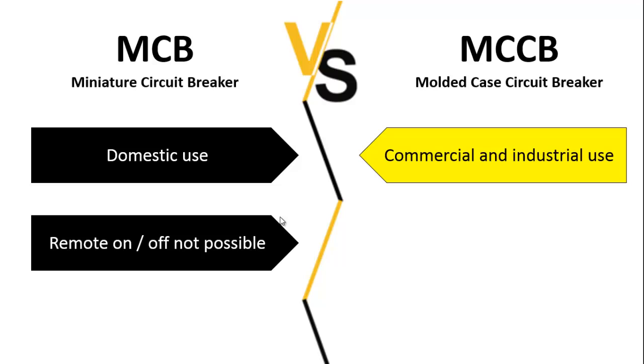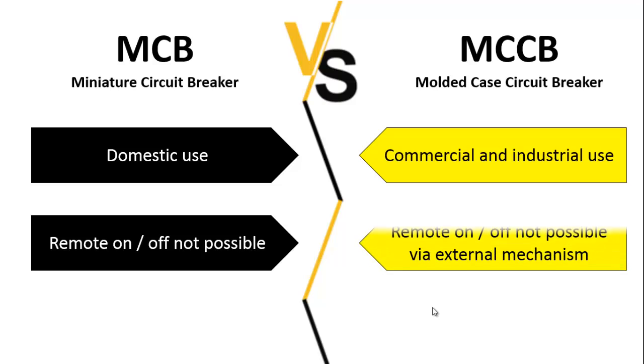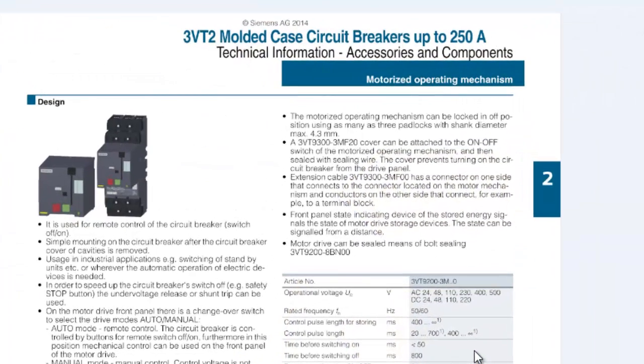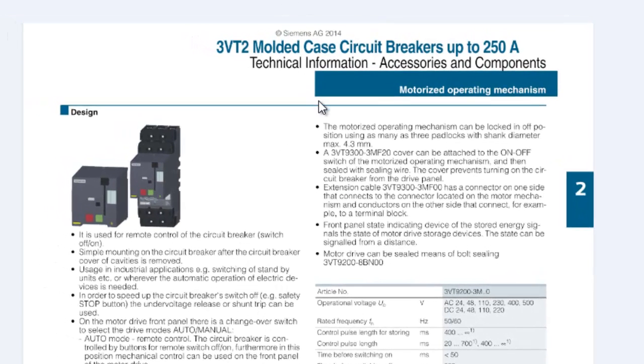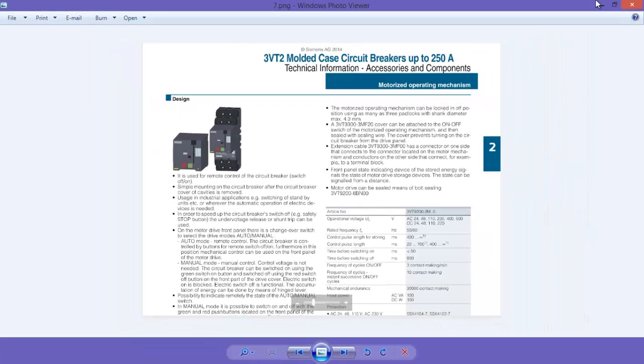Last but not the least, MCB does not provide remote on and off operation, whereas in MCCB you can use remote on-off operation via an external mechanism. As shown in this manual, this is a Siemens product and it can easily couple to the MCCB and provide remote on and off operation for the breaker.